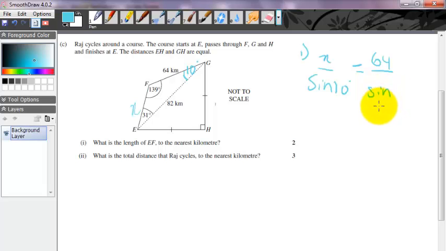What should be its angle now? Opposite angle, which one should it be? You've got a 50-50% chance. Is that 139 or is it 31? 31. Opposite 82, its opposite adjacent side is 139. Opposite angle, sorry, is 139. Okay, so 64 over sine of 139.